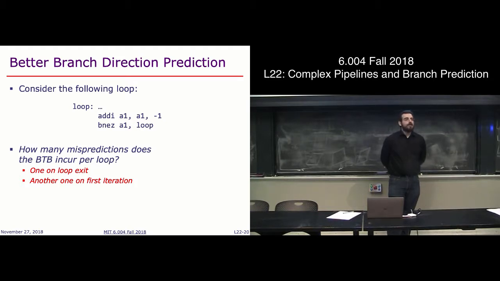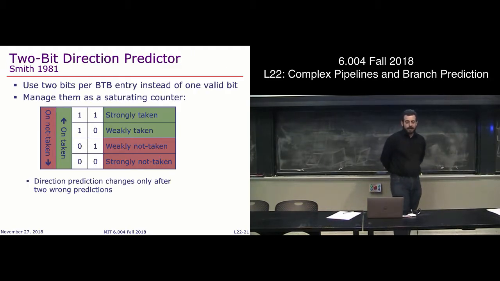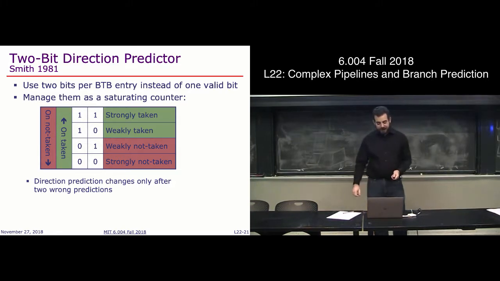So what can you do to make this better? Well, one very simple optimization is to, instead of having just a valid bit, have two bits that we treat as a saturating counter to essentially give some hysteresis to the process. Suppose that we have two bits per BTB entry. We treat this as a counter going from 0 to 3. We increase this counter on taken, and we decrease it on not taken. When we have a 0 or a 1, we predict not taken, and when we have a 2 or a 3, we predict taken.